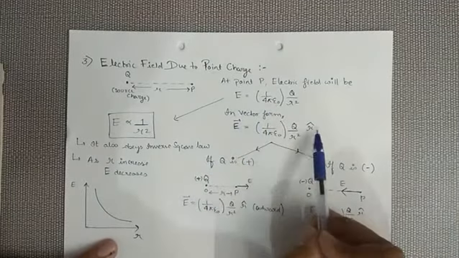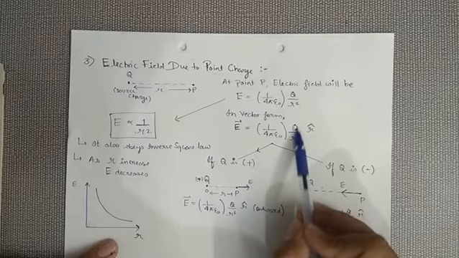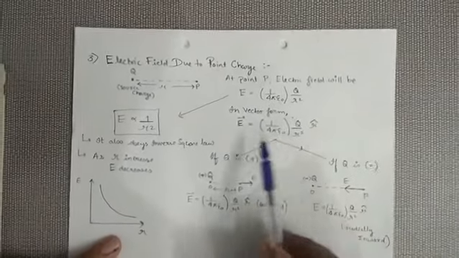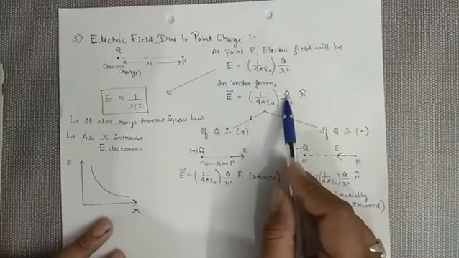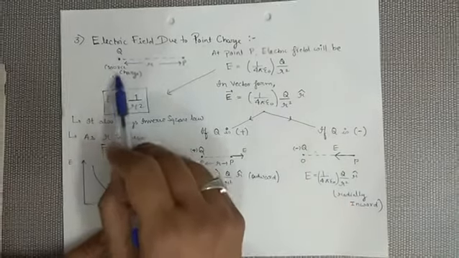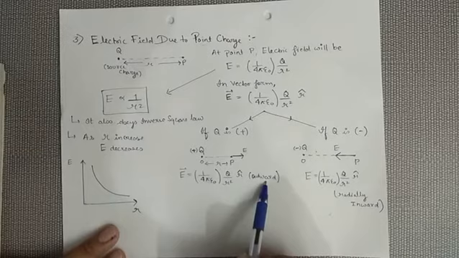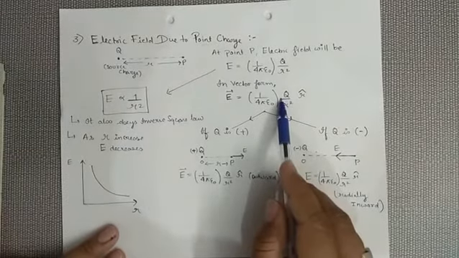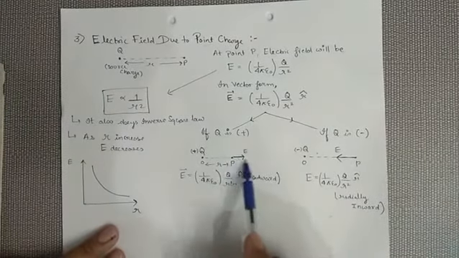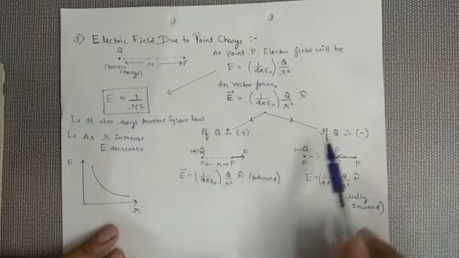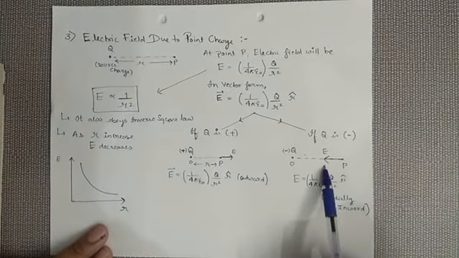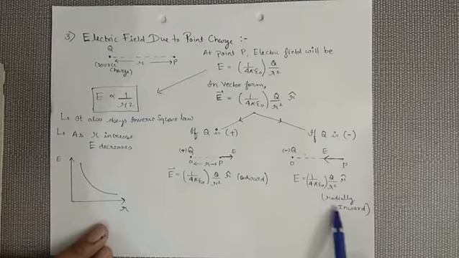In vector form, we can write the unit vector r cap, which will only represent the direction. If the source charge is positive, then the electric field will be radially outward. If I take this charge positive, then the electric field will be acting away from the charge. If the charge is negative, then the electric field will be acting towards the charge, that is radially inward.